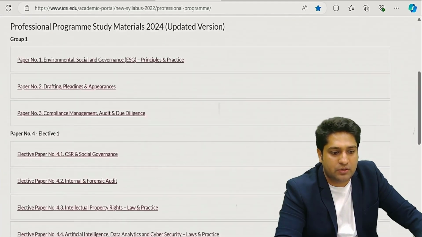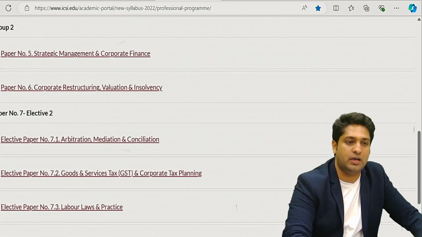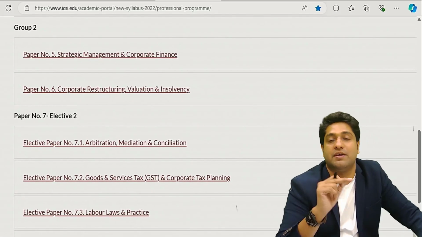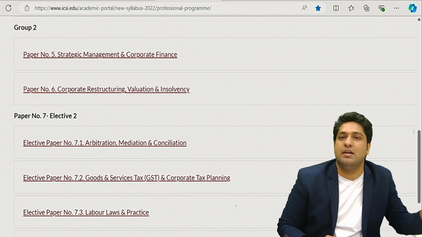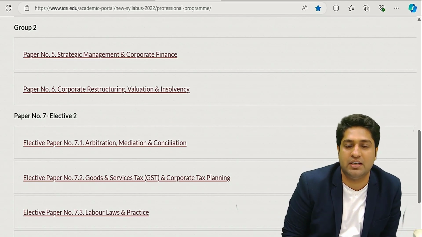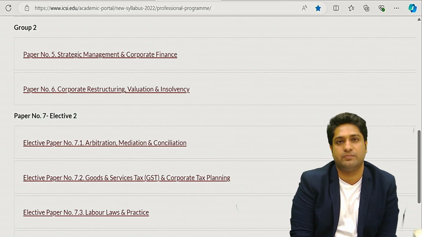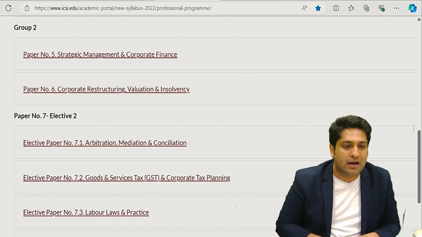Once you go there, you go to your Group 2, and in Group 2 you see there are two subjects given. Which ones? Strategic Management and Corporate Finance, and Corporate Restructuring, Valuation and Insolvency. Clear till here? Yes, sir. You will download it and keep it.